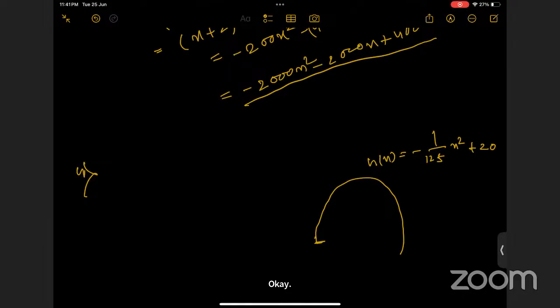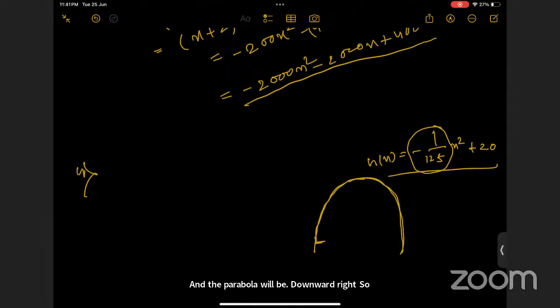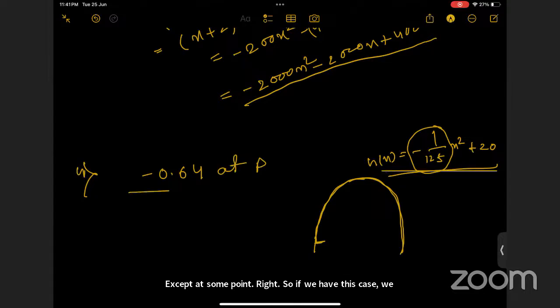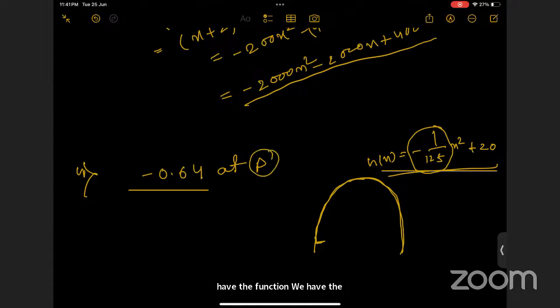Okay, so this is our question. Now, since this coefficient is negative, the parabola will be downward, right? The second part is saying that another player jumps and takes a header when the slope of the function h(x) is minus 0.64 at some point P. So if we have the function and the slope at some point P, then we can find the value of P. You already solved some problems with this concept.